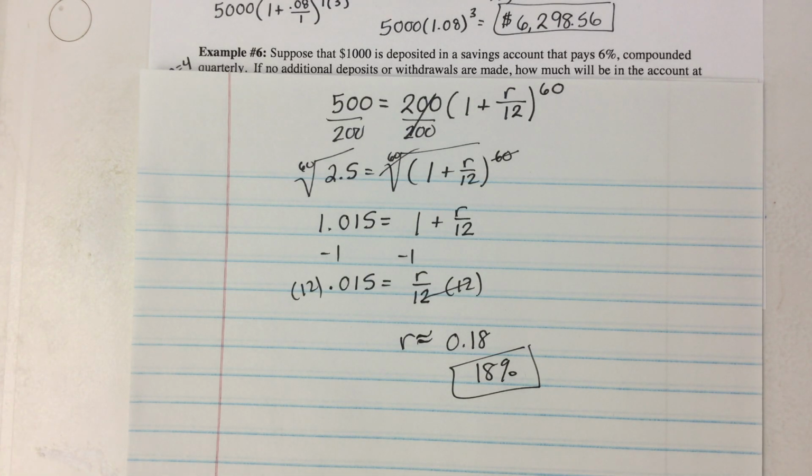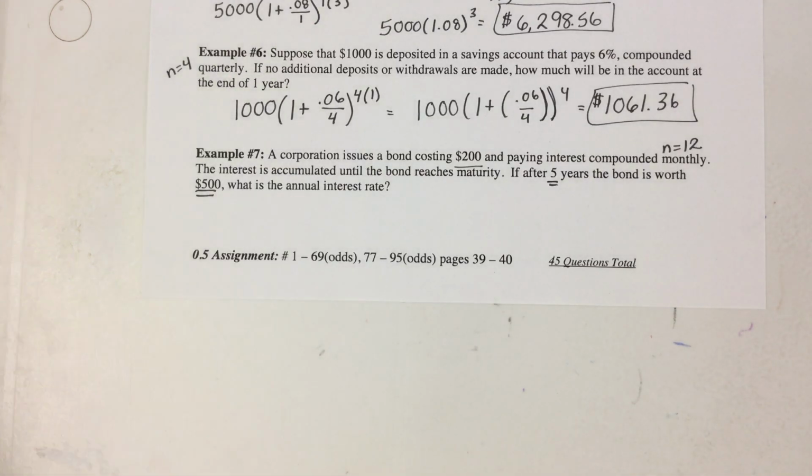So being able to use that formula not only forwards but backwards. Here we knew the ending balance, we knew our principal, we knew the amount of times it was compounded per year, we knew how long it took to reach maturity. So by doing that, we could figure out if this was a good deal or not. And I could tell you 18%, that is an awesome deal. Okay, so being able to use that formula forwards and backwards is one of the goals for 0.5.